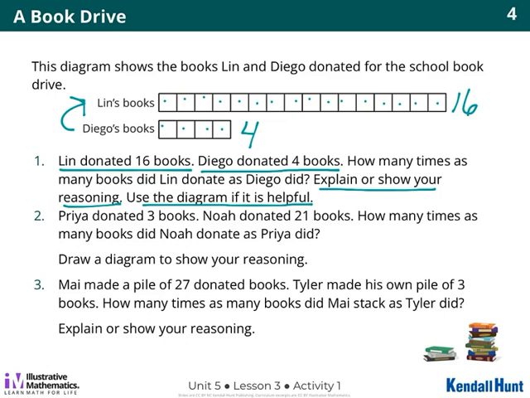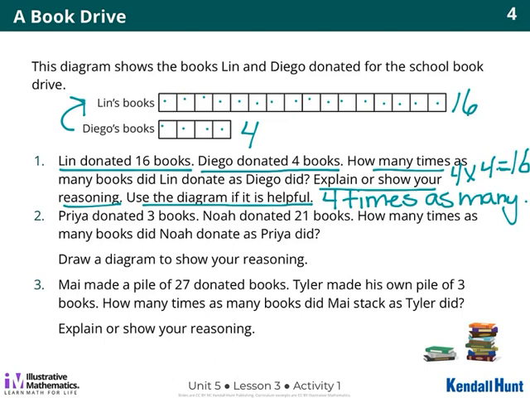Raise your hand if you agree with Aaron. Yeah. Multiplication equation would be 4 times 4 equals 16, and then division equation would be 16 divided by 4 equals 4. So I think for this particular question, we only want to write our multiplication only because it says how many times as many. And that means multiply, right?